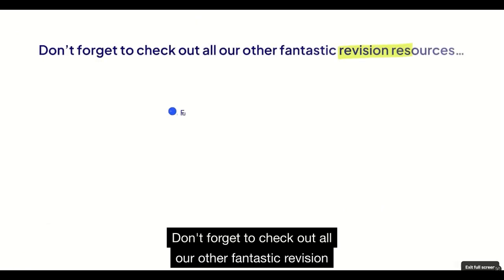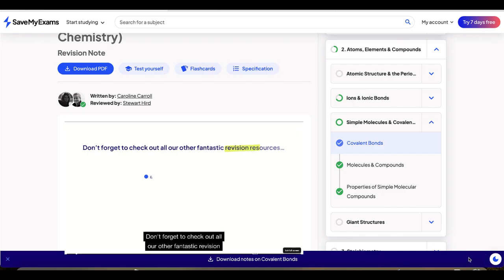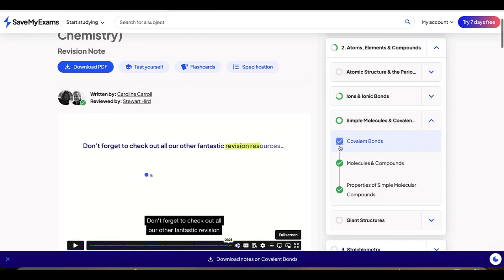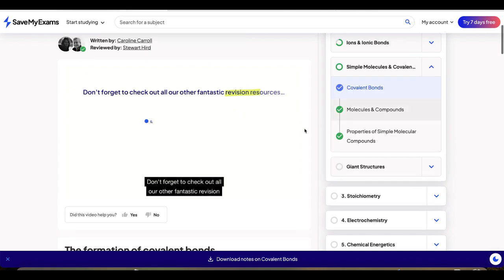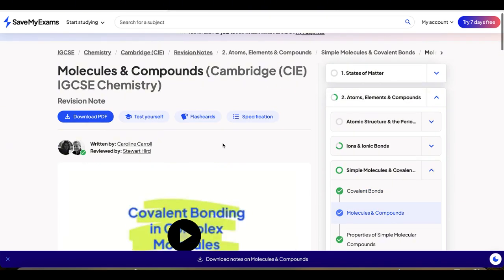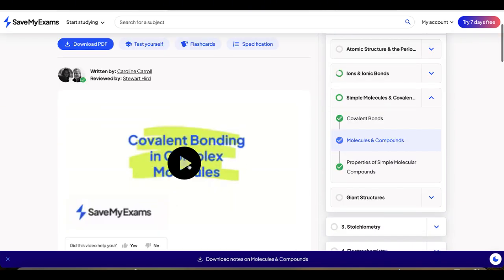Okay, so we've seen that basic one. Let's see the tutorial for the next one before we go to molecular compounds: covalent bonds in complex molecules. Let's see the tutorial, and then before we move on.